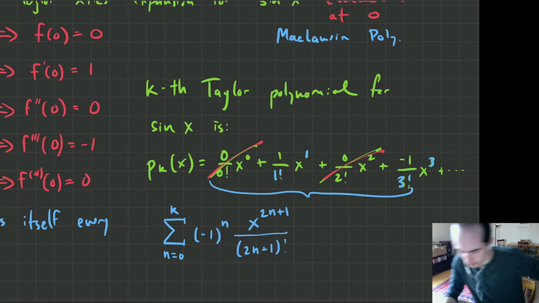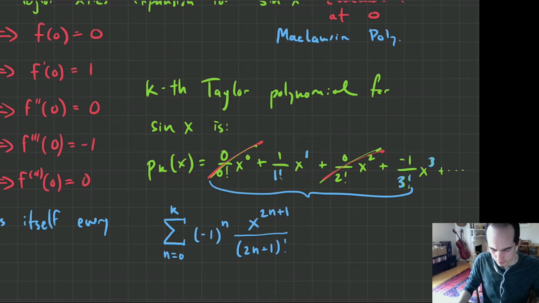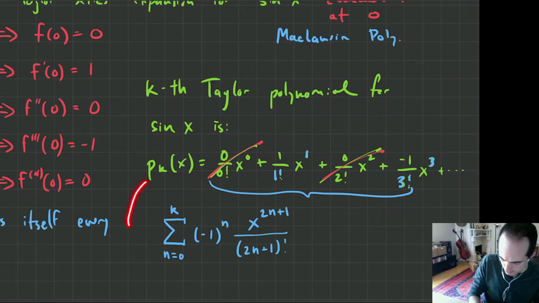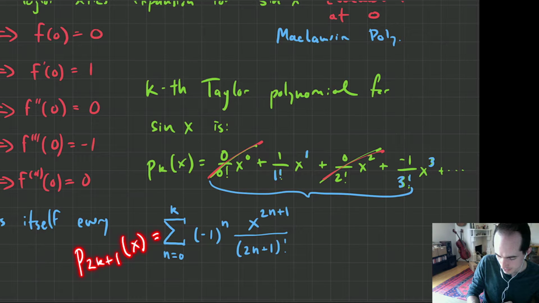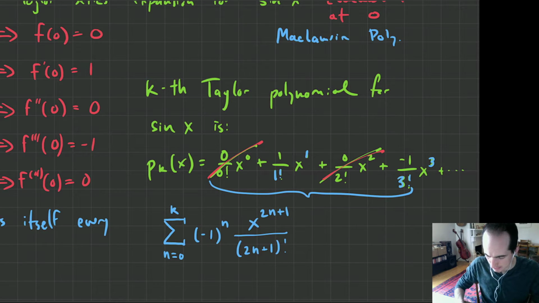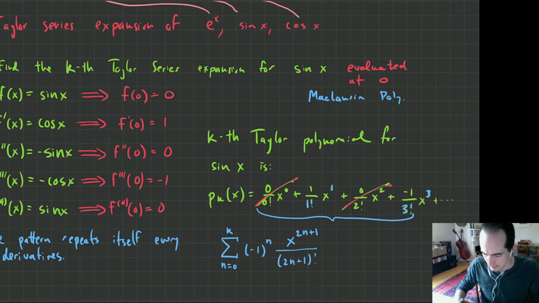Yeah, that's a good point. If you didn't catch that, if you're watching on YouTube or what have you, this wouldn't actually be the kth polynomial. This would be p sub 2k plus 1, the 2k plus first polynomial. That's what that would be equal to. In any case, the main idea is that this is the Taylor polynomial for sine of x.